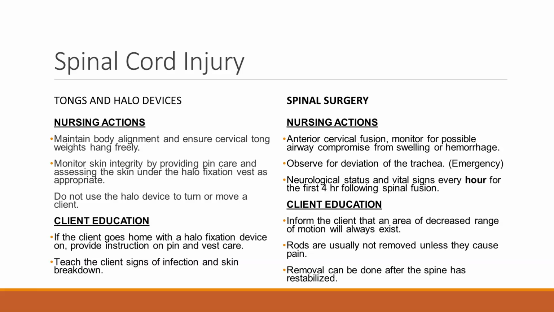Lots of patient teaching. For spinal surgery, usually if we have some sort of issue with surgery, it's going to be related to the respiratory system itself. So following surgery, you're just doing the same normal frequent vital signs, frequent neuro assessments, but now we're also monitoring the surgery sites for infections, hemorrhage, hematomas, and again, observe for deviation of the trachea. We know that tracheal deviation is a medical emergency.